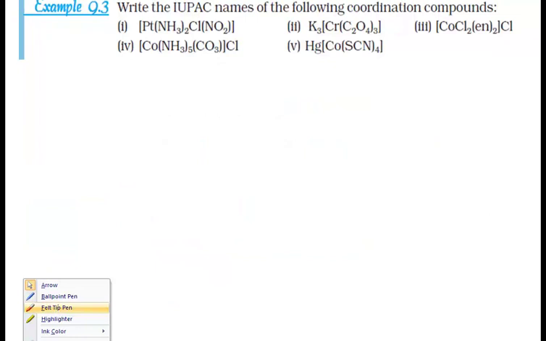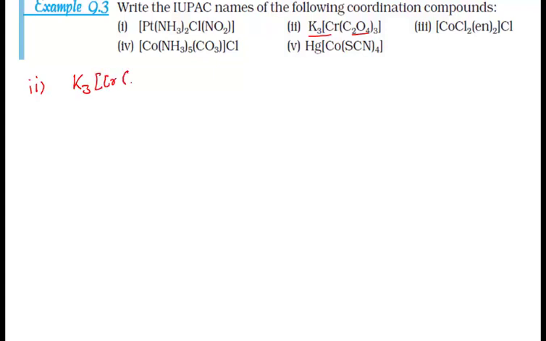Okay. Now the next example is potassium chromium trioxalato, right? So how to write? The second one is potassium, chromium, C2O4 thrice. We have written the formula from its name. So now how to write? Again the complex ion is anionic, whereas the cation is simple. So first we will write the cation, that is potassium.